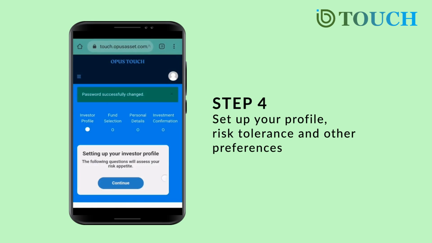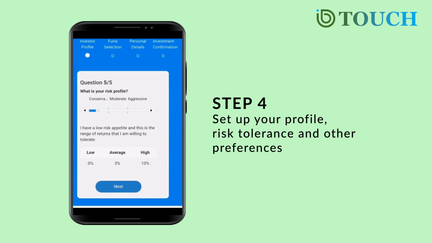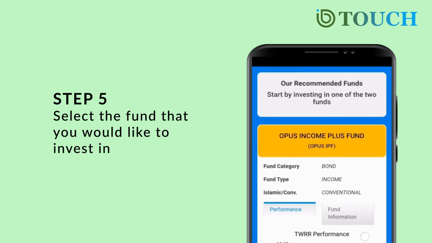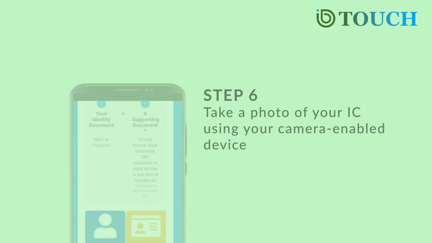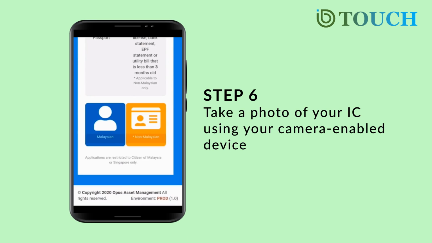You may now set up your profile in order for us to understand your risk tolerance and other preferences. Now, select the fund that you would like to invest in. We recommend that you read the terms and conditions and other documents provided before you invest. Next, you'll be prompted to take a photo of your IC using your camera-enabled device.